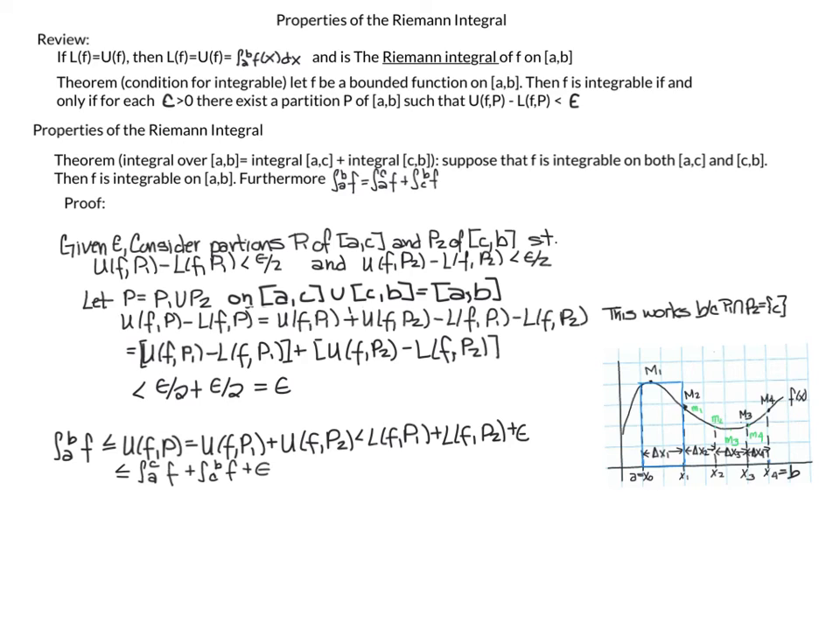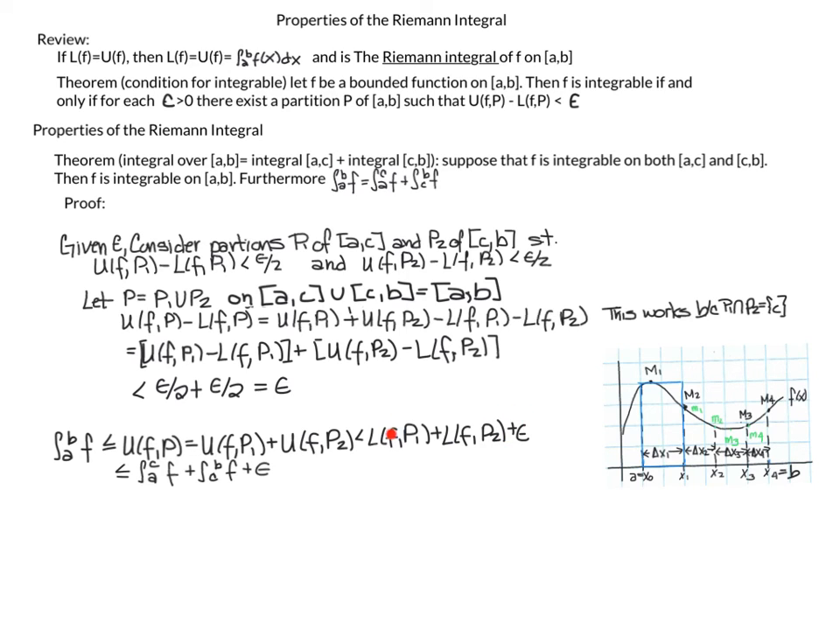To find what it integrates to, in other words, to verify this formula here, we note that the Riemann integral of f from a to b is less than or equal to the upper integral of f with respect to the partition P, which is equal to the upper integral of f with respect to P1 plus the upper integral of f with respect to P2, and that is less than the lower integral of f with respect to P1 plus the lower integral of f with respect to P2 plus epsilon.